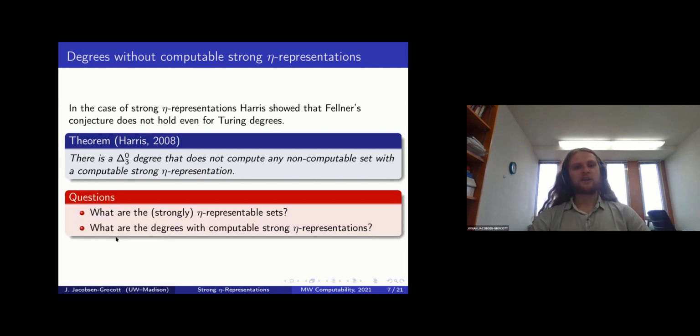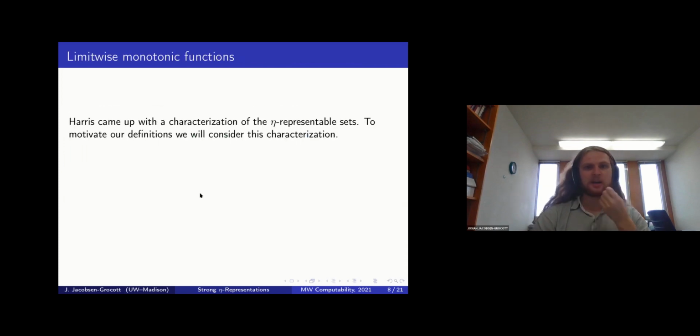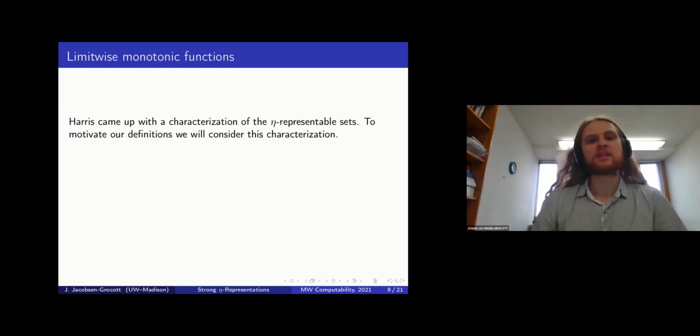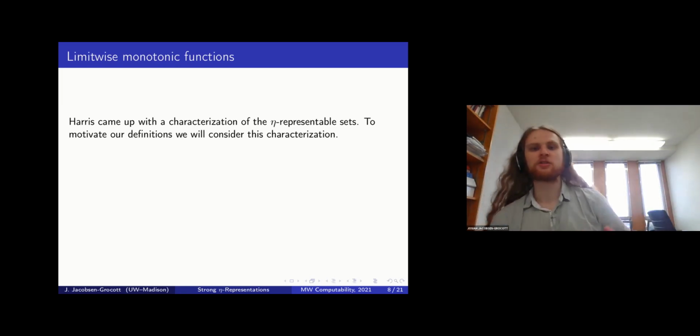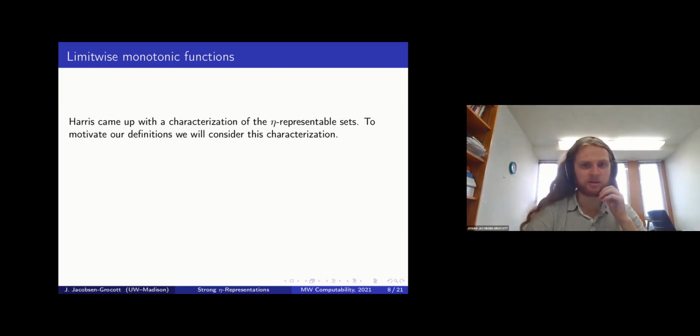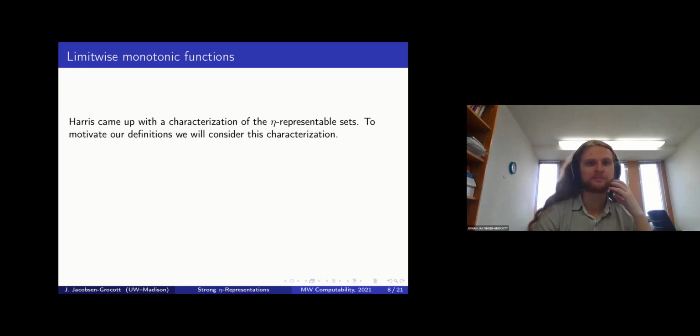So this left the following questions: what are the strongly eta representable sets, and what are the degrees with computable strong eta representations? Harris did answer some of these, and he used the notion of limitwise monotonic functions. These are useful for some of the stuff I'll go over later in this talk, so I'll introduce the notation now.